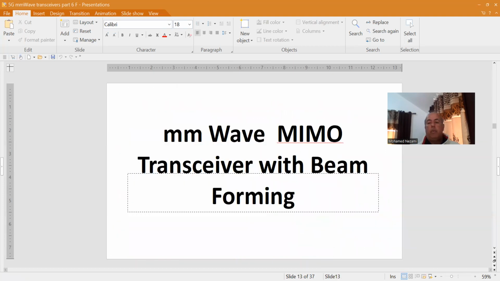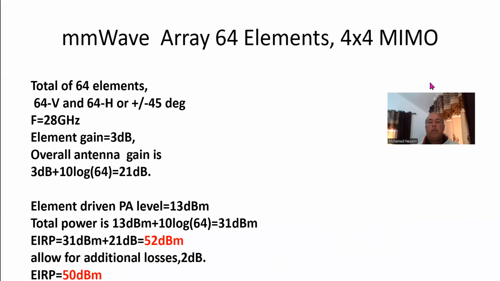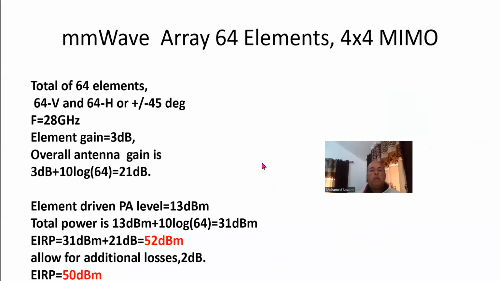So, okay, let's look at that next. So the first thing we're gonna do, let's start with a top level, sort of rough specifications or features, the main features of this system that we're gonna design. So it's going to have 64 elements, and it's going to have 4x4 MIMO, okay? And it's going to have, again, plus minus 45-degree oriented dipoles, or cross dipoles that we call them, at 28 gigahertz. That's the intention, center frequency.